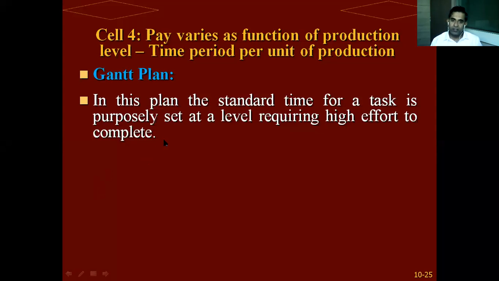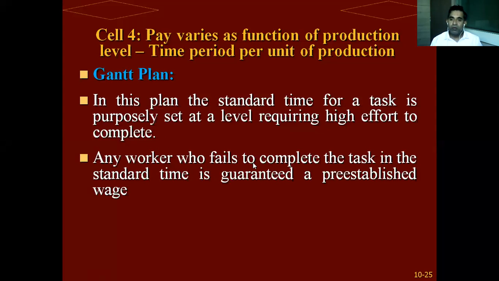Any worker who fails to complete the task in the standard time is guaranteed a pre-established wage. Even if you don't complete the 10 kilometers in half an hour, it doesn't matter. You'll be entitled to some consolation prizes, like in a marathon. So any worker who fails to complete the task in the standard time is guaranteed a pre-established wage, or guaranteed minimum wages. But the work has to be completed.